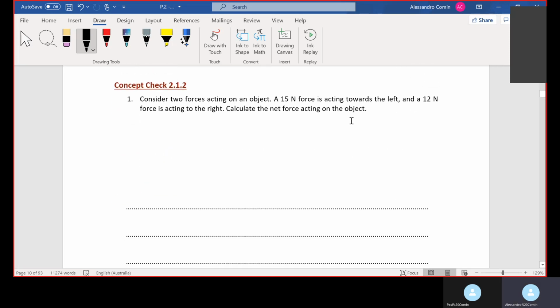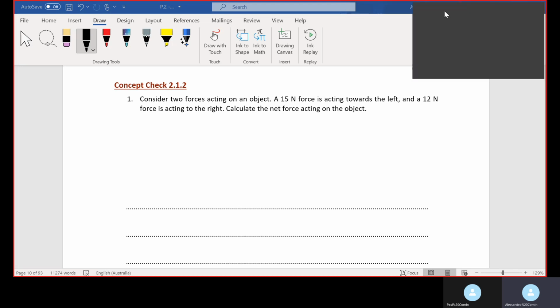Okay, so you have a concept check here. Just pause the video here, and in 30 seconds, I'll come back and we'll quickly go through the ideas of this concept check.